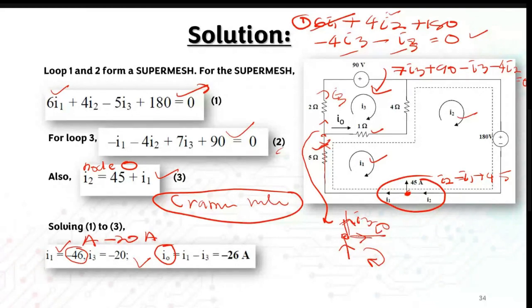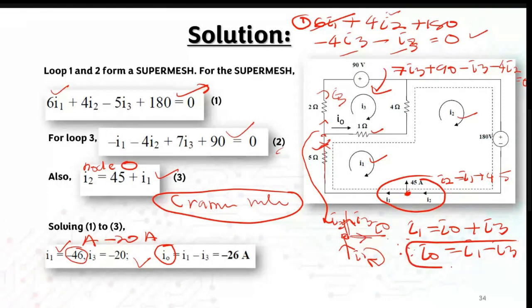So this one is your I1, and this one is your I3 and I node. If you look here, your equation is I1 equal to I node plus I3, so your I node is equal to I1 minus I3. So I1 minus I3, negative 46 minus negative 20, gives you negative 26.